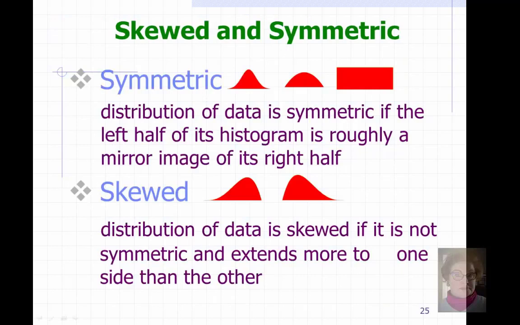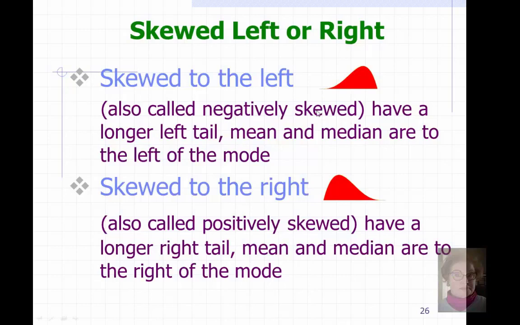Now let's talk about the shape of the data, which we talked about in Chapter 2, but remember, we have symmetric distributions if we can fold it in half and both halves are roughly the same. We have skewed when they're not symmetric. So remember, this one where the tail extends to the left is left skewed. This one that the tail extends to the right is right skewed. Skewed to the left is also called negatively skewed, and skewed to the right is also called positively skewed.